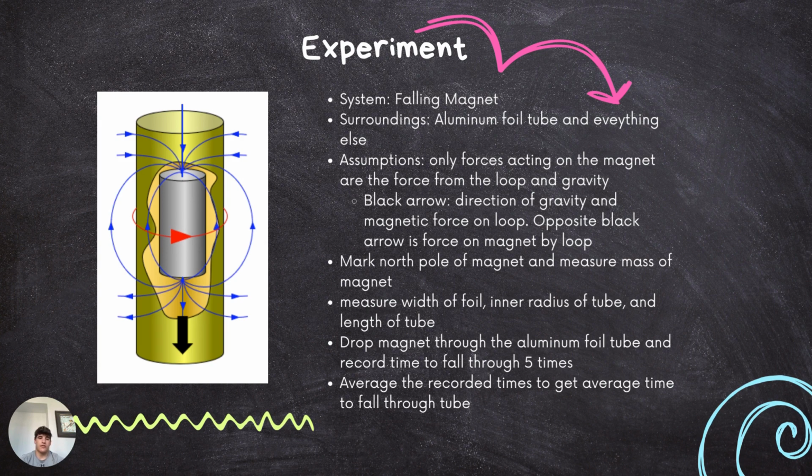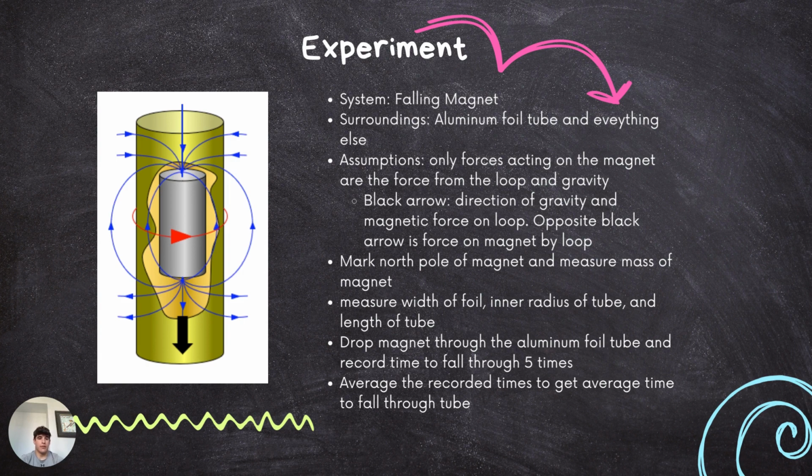The initial conditions of the experiment were that the magnet had a velocity of 0 and it was placed at the top of the tube. The assumptions we made during the experiment were that the only forces acting on the magnet are the force from the loop and gravity. From the diagram, the black arrow represents the direction of gravity and magnetic force on the loop. Opposite the direction of the black arrow is the force on the magnet by the loop, because of Newton's third law.